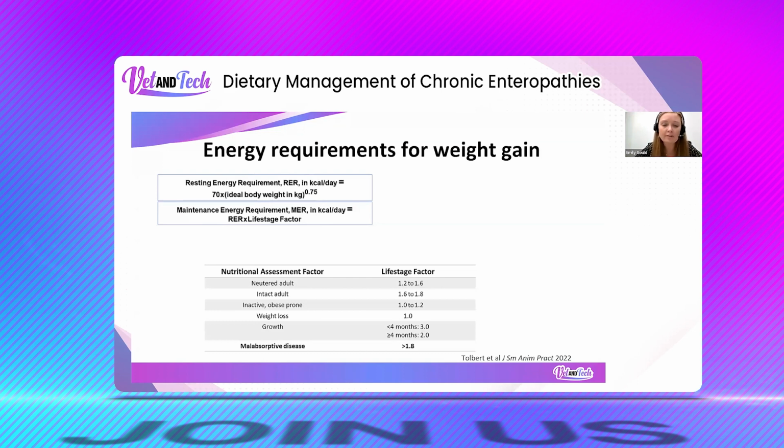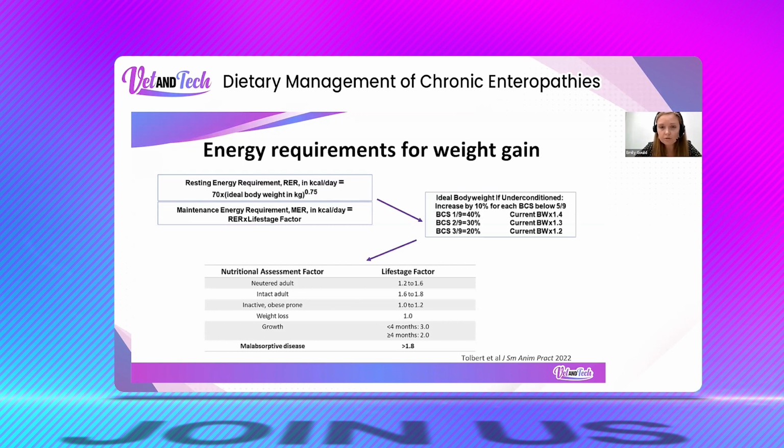And then I think we're really familiar with all of these life stage factors too, right? So intact versus neutered, and then growth, weight loss, all of that. But what we don't talk about a lot is this bottom one for malabsorptive disease. You can see that there's at a minimum a 1.8 times increase that you need for that life stage factor. It's really a disease factor, but that's just the bottom. That's the floor, essentially.